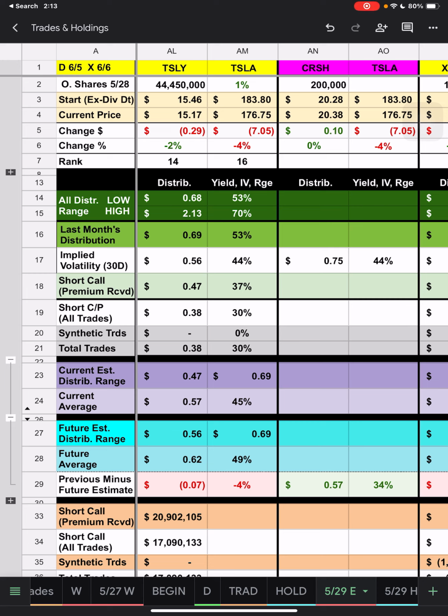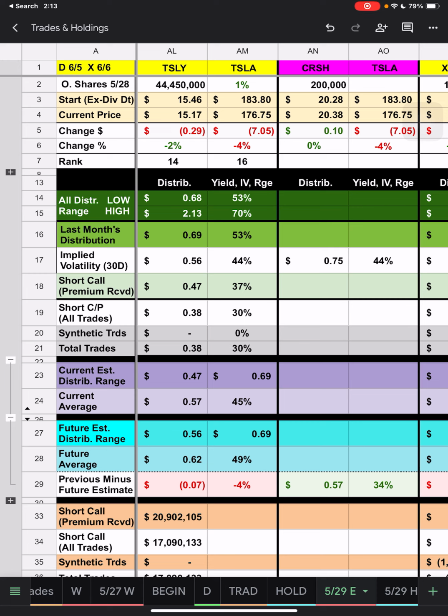Now, if we were just looking at this based on IV, we're looking at 75 cents. But let's look at the top of this one since this one is new. When it came out at 20.28, it's only at 20.38, so it's only gone up 10 cents. Yet Tesla's gone down $7. So we're at 0% for Crash and negative 4% for Tesla.